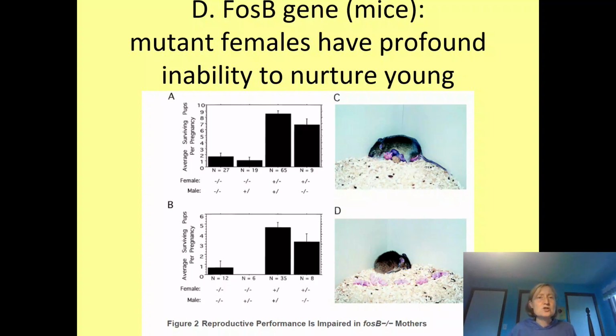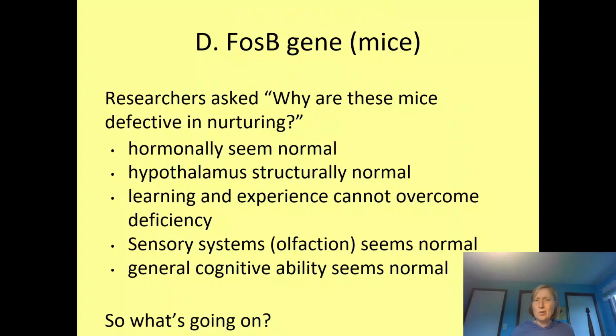So researchers have asked this question: why are these mice so defective in nurturing? And they have looked at all sorts of reasons. They said, all right, maybe this gene somehow contributes to a change in hormones. So let's look at things like estrogen and progesterone, testosterone. Oh, moms seem pretty normal. What about a structural problem in the hypothalamus, where you're unable to nurture because your brain structure didn't develop normally? Nope, that's not the problem.